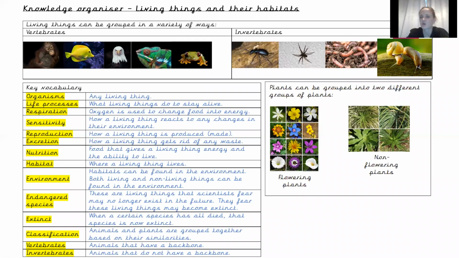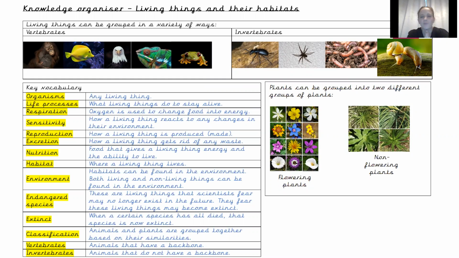So this is the knowledge organizer that's going to be uploaded onto Tapestry for you. As you can see, it says living things and their habitats, and it also has key vocabulary. It also has the groups that plants can be grouped into. So the first bit is living things can be grouped in a variety of ways. They can be grouped into vertebrates and invertebrates. A vertebrate is an animal with a spine, and an invertebrate is an animal without a spine. And by spine, obviously, we mean the bones down your back.